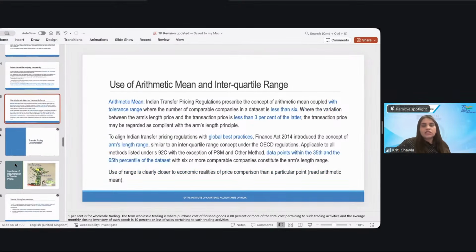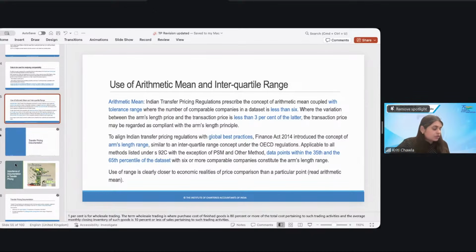The next is the use of arithmetic mean and interquartile range. Now, Indian transfer pricing regulations prescribe the concept of arithmetic mean. It is to be coupled with a tolerance range where the number of comparable companies in a data set is less than 6. Till 5, you can use the arithmetic mean, where the variation between the arm's length price and the transaction price is less than 3%. If it is less than 3% of the latter, then it may be regarded as compliant with the arm's length principle.